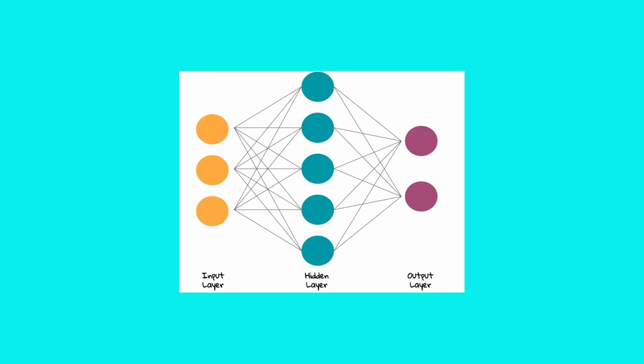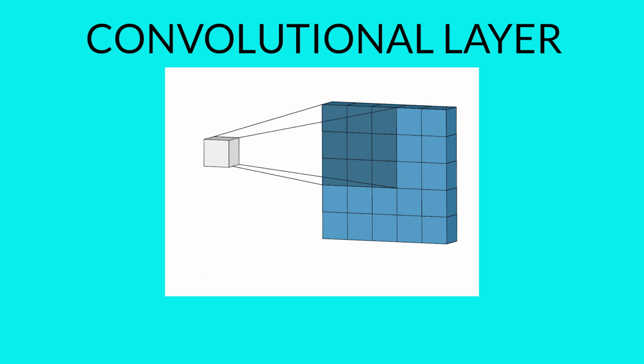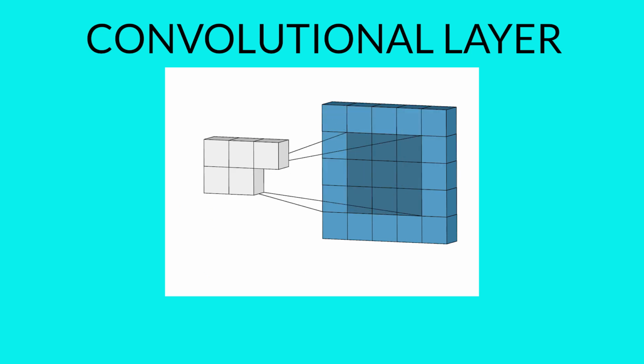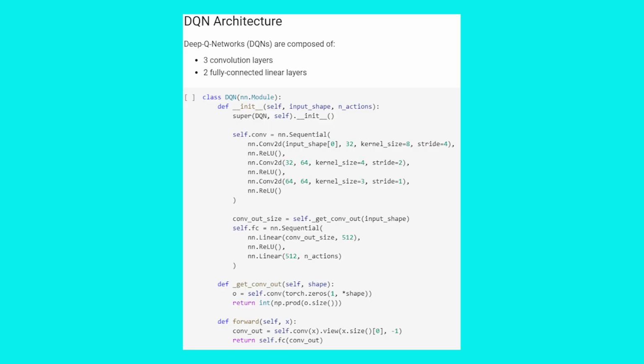So, as for the neural network architecture, I've gone with one that is similar to Google DeepMind's architecture. For mine, I've decided to go with 3 convolutional layers followed by 3 ReLU activation layers. And then after that, it is fed into 2 fully connected layers.